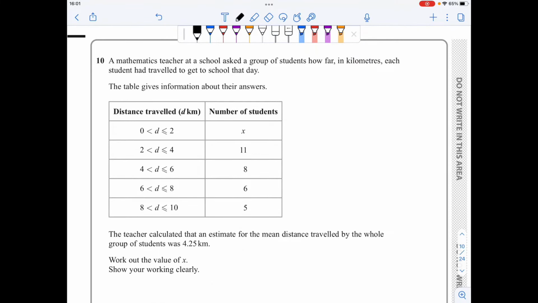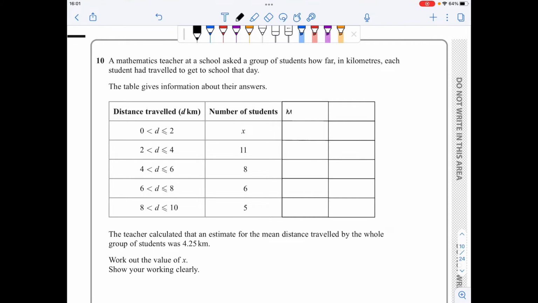In question 10, I will need two extra columns. One of them will be the midpoints, and the other one will be fx, where f is the frequency and x are the midpoints. Now note the x I'm using here has nothing to do with this x here. So the midpoints are 1, 3, 5, 7, and 9. And then fx, I'm just going to multiply these numbers. So x times 1 is x, 33, 40, 42, and 45.